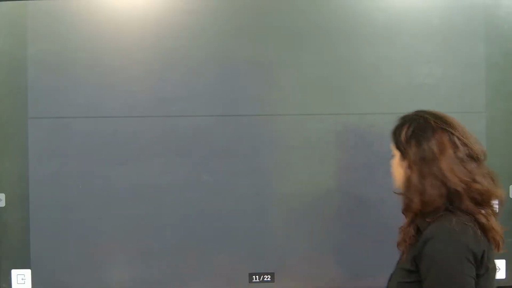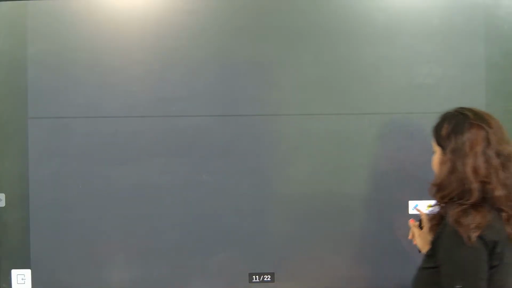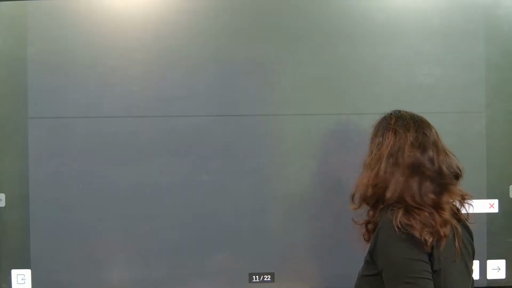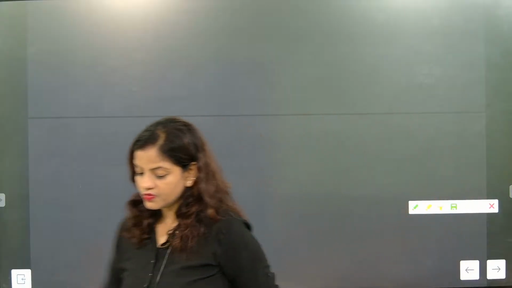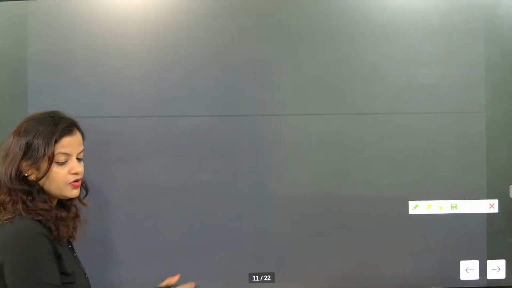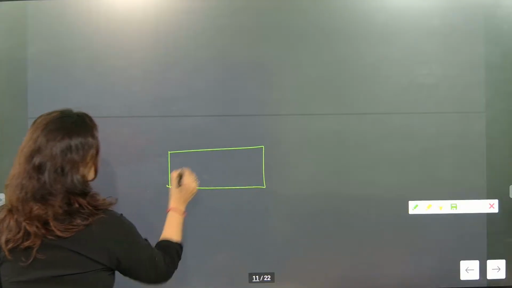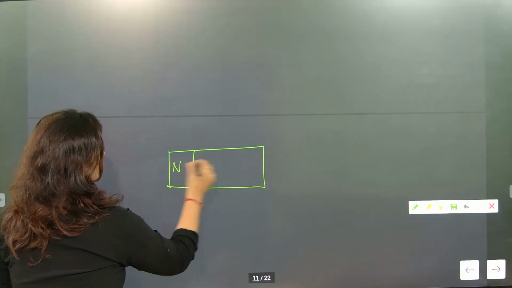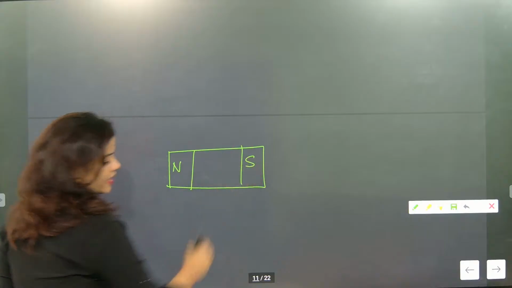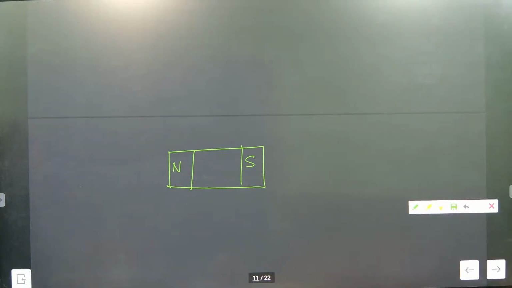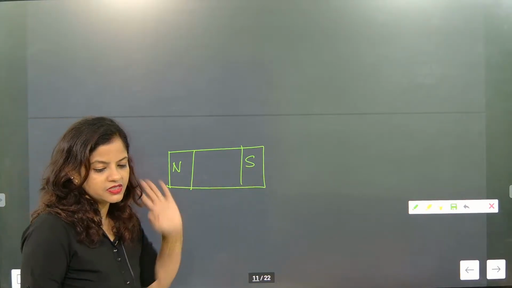Yashvit's answer is very good. I'm accepting that point. But the rest of the answer, with the to and fro motion, is quite difficult to understand. Please remember this. This is exactly a magnet. This is the north pole and this is considered as the south pole.